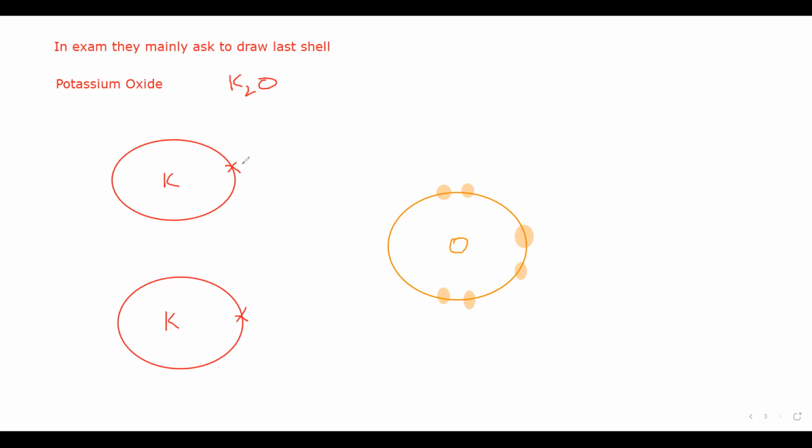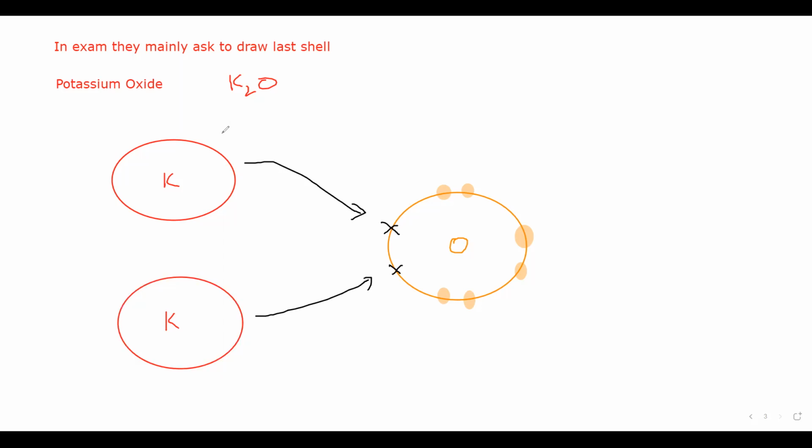One potassium. Potassium belongs to group 1. So each potassium will lose 1. And how many electrons will oxygen gain? It will complete its octet, so it will gain 2 electrons. So each potassium will lose 1 electron, and this electron is actually transferred from potassium to oxygen.